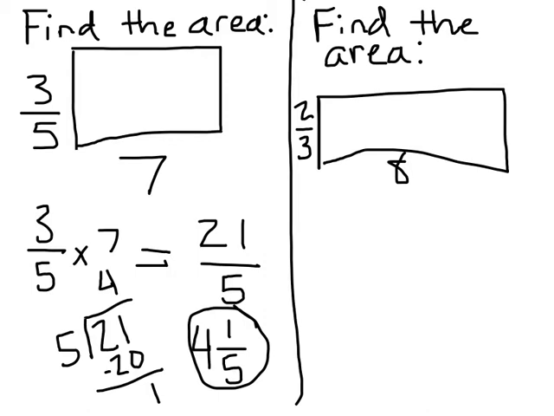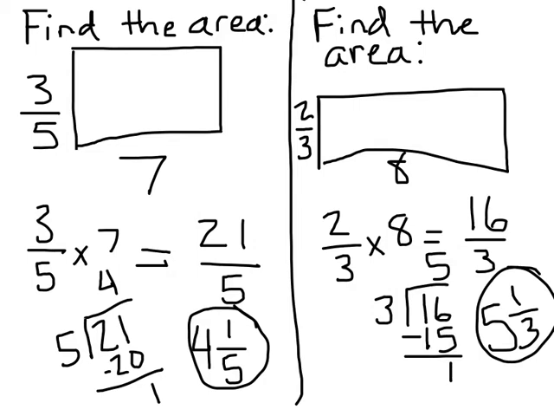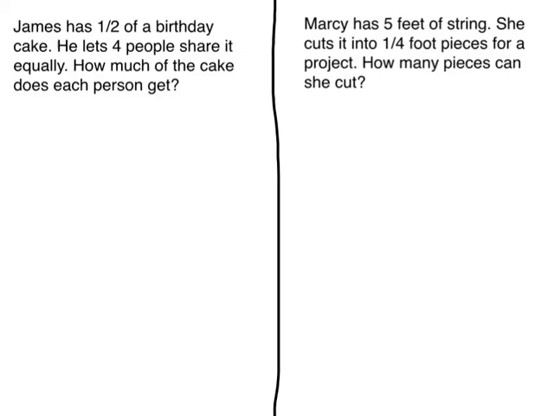Now try another. What's 2/3 times 8? Do this multiplication and write your answer as a mixed number. 2/3 times 8 is 16/3. When I divide 16 divided by 3, I get 5 1/3. The correct answer is 5 1/3 square units.